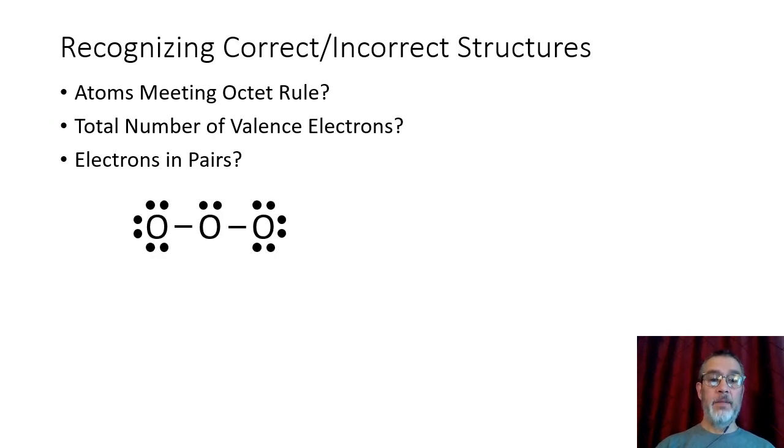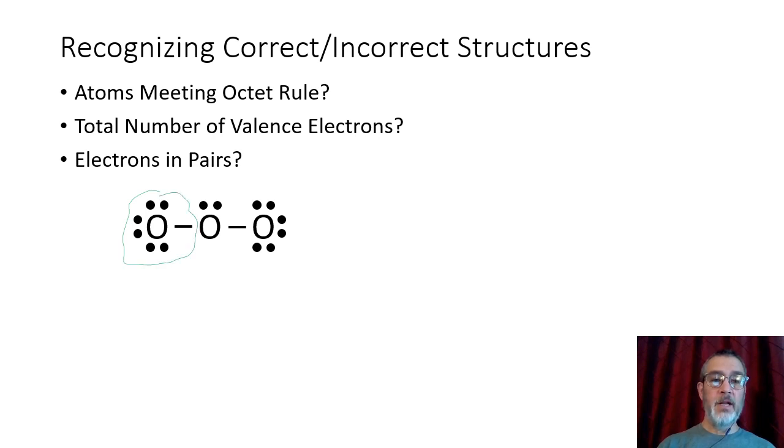As another example, let's look at O3. Let's take a look at this example for ozone. Now here, are the atoms meeting the octet rule? Well, the oxygen on the left has 1, 2, 3 pairs, that's 2, 4, 6 electrons, and then that bond counts as another 2 electrons. So the oxygen on the left is seeing a total of 8 electrons.